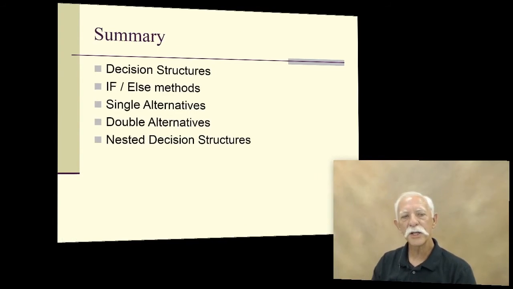Okay, so we've got decision structures that we've talked about. We've used the if-else methods, and like I said, these are across the board for all languages, with some very, very old exceptions which were inline programming. We've talked about single alternatives, double alternatives, and also nested decision structures. Now from here, what we're going to do is do some other segments that we have prepared for you that are language specific. So if you're looking at one of the particular languages, then take a look at those.